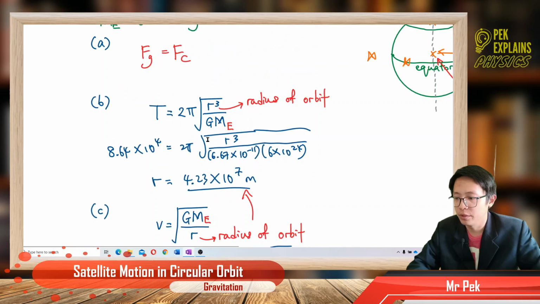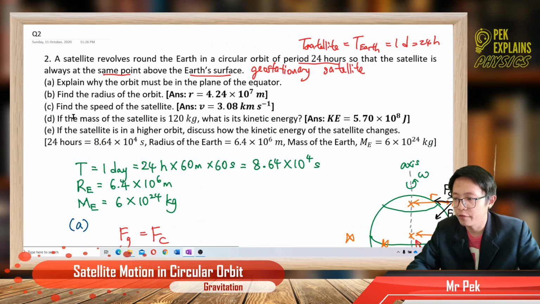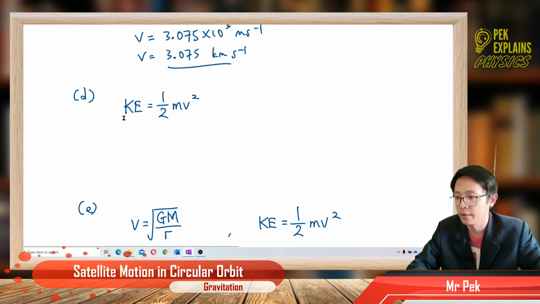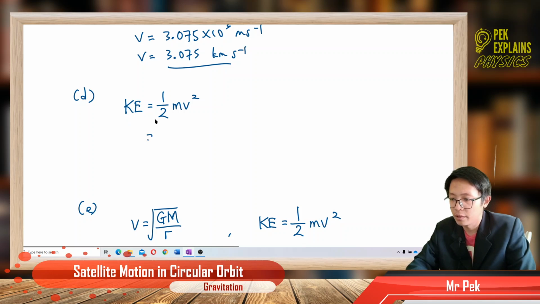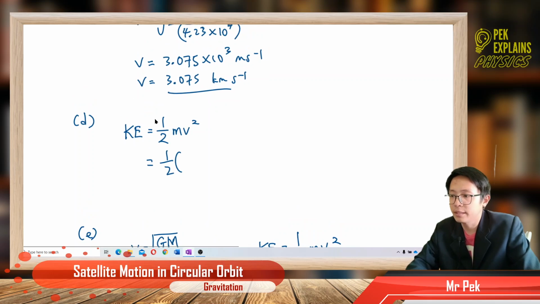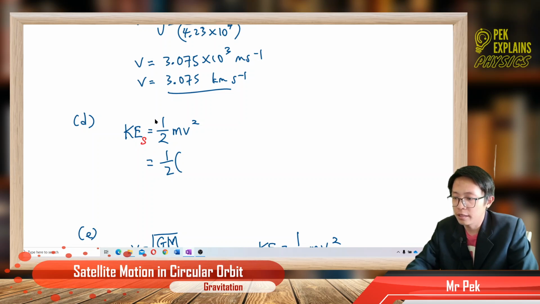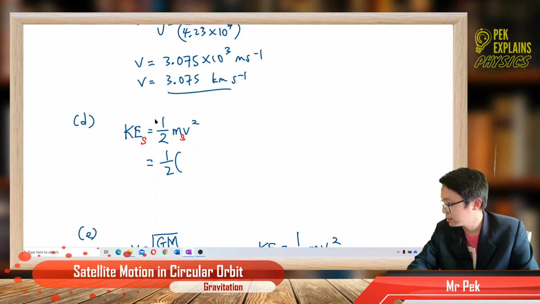Okay, now the next, if given the mass of the satellite is 120 kilogram, what is the kinetic energy? We can find kinetic energy because we already have the speed of satellite. We have the v already. Just use half mv squared. Kinetic energy equal to half mv squared. Because we are talking about the kinetic energy of the satellite, this one should be the mass of the satellite, which is 120 kilogram.